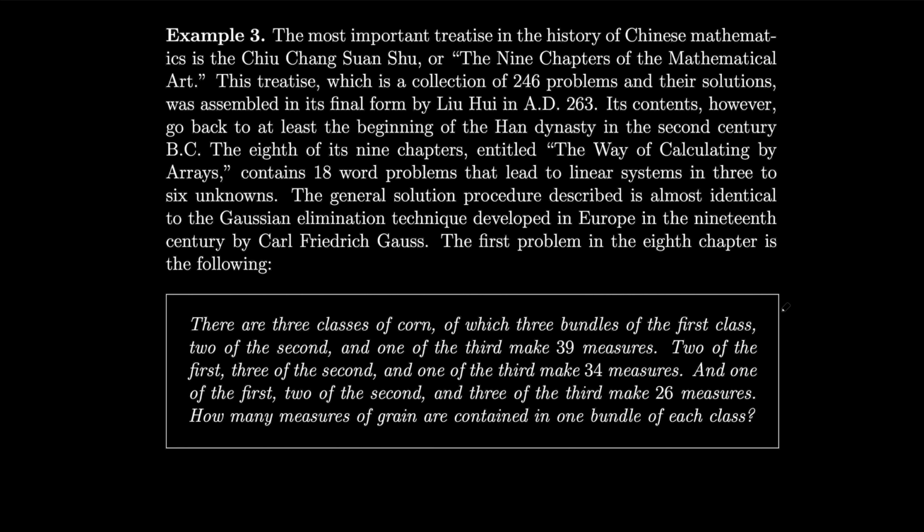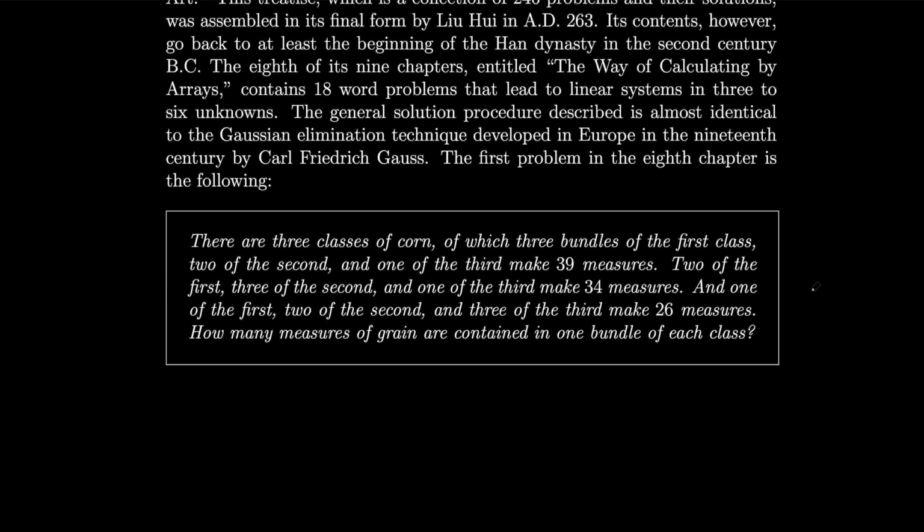There are 3 classes of corn, of which 3 bundles of the first class, 2 of the second, and 1 of the third make 39 measures. 2 of the first, 3 of the second, and 1 of the third make 34 measures, and 1 of the first, 2 of the second, and 3 of the third make 26 measures. How many measures of grain are contained in 1 bundle of each class?